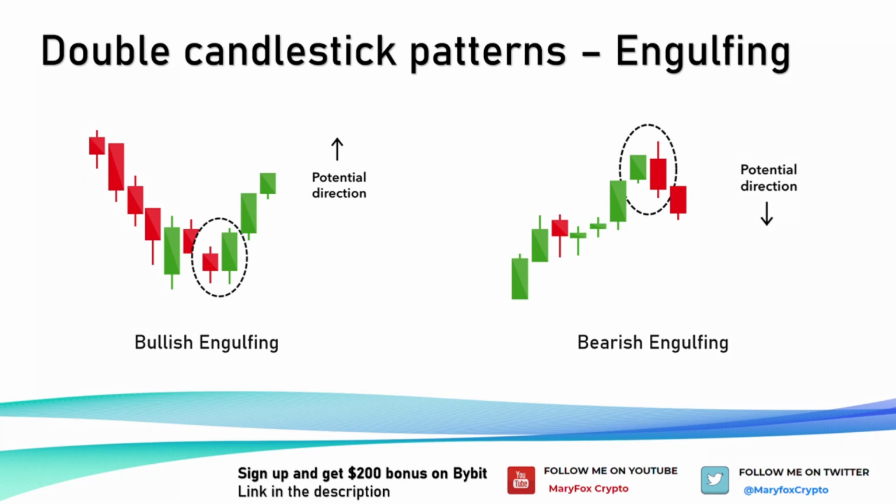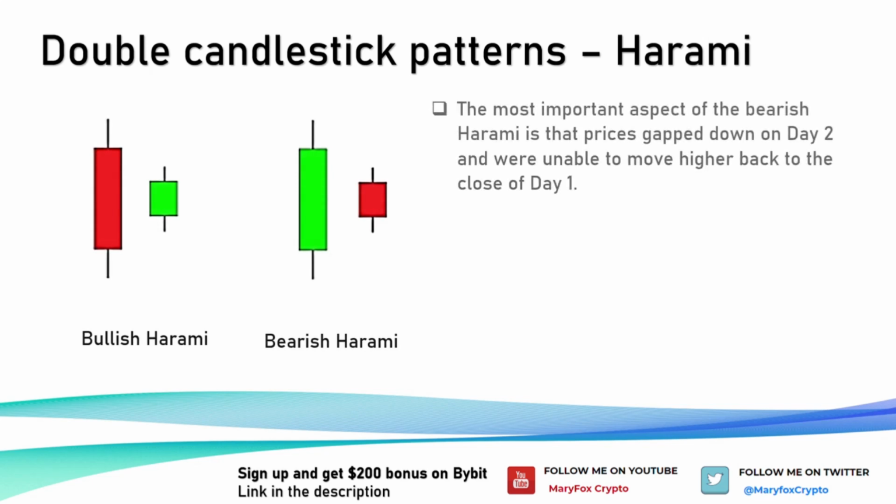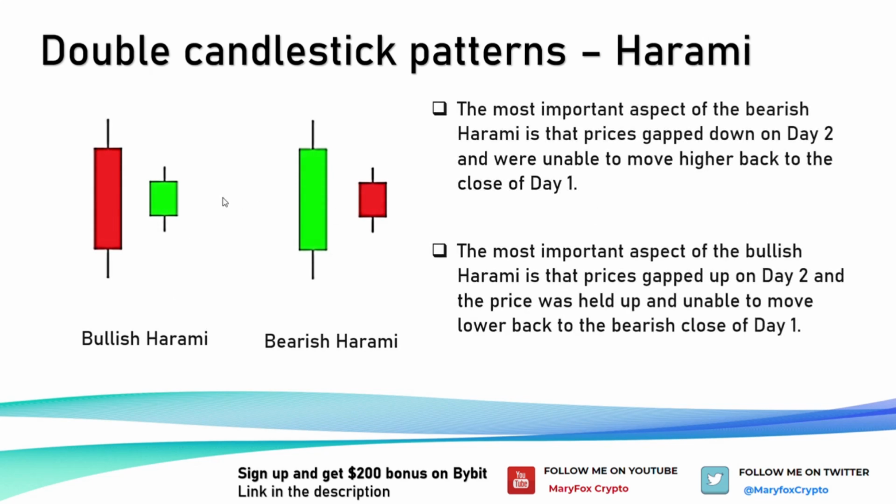The next double candlestick pattern is Harami. The Harami candlestick pattern is considered a trend reversal pattern that can either be bullish or bearish depending on the direction of the price action. It signals a reversal when occurring after a downtrend or at the top of an uptrend. You need a smaller bullish candle after a bigger bearish candle, or a smaller bearish candle after a bigger bullish candle. The most important aspect of the bearish Harami is that prices gapped down on day 2 and were unable to move higher back to the close of day 1. This is a sign that uncertainty could be entering the market.